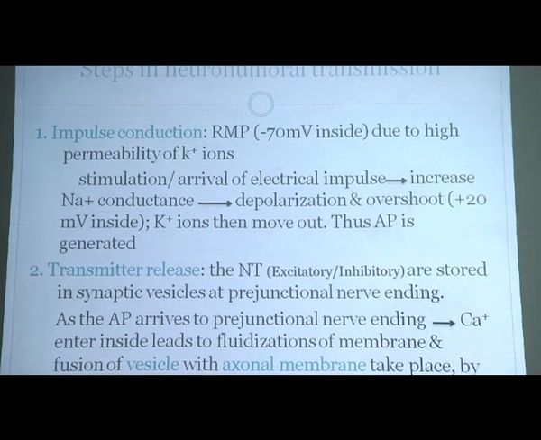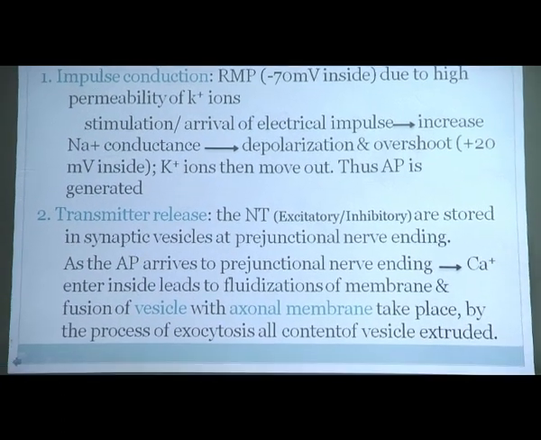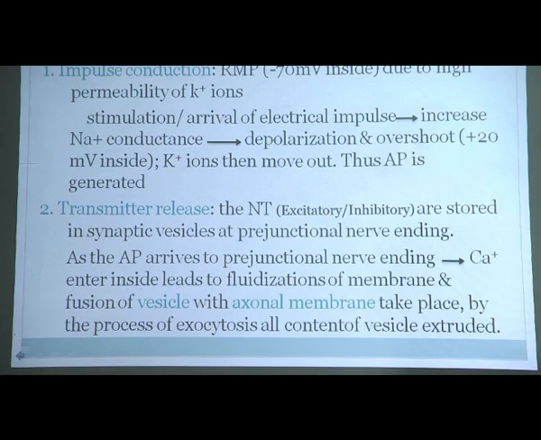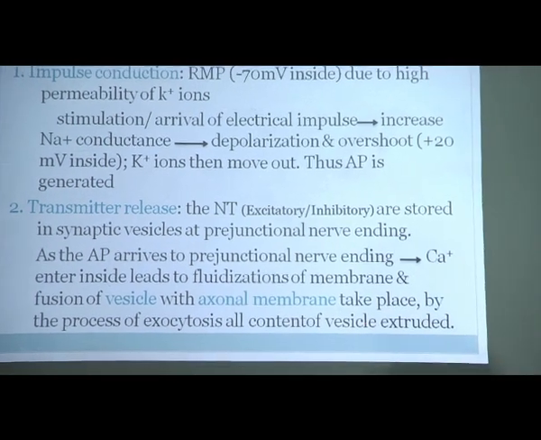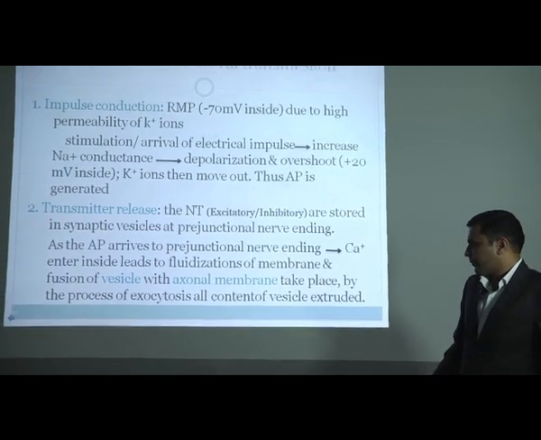Now the second step is the release of the transmitter. The transmitter, depending on its nature, is either excitatory or inhibitory, and is stored at the axonal terminal inside vesicles at the prejunctional nerve ending. As soon as the action potential arrives from the axon to the axon terminal, there is a fluidization of the membrane caused by the entry of calcium intracellularly. As soon as calcium enters, the secretory vesicles fuse with the axon terminal, and by the process of exocytosis the neurotransmitter is released.